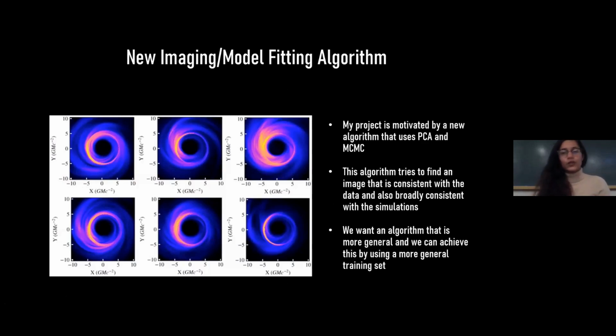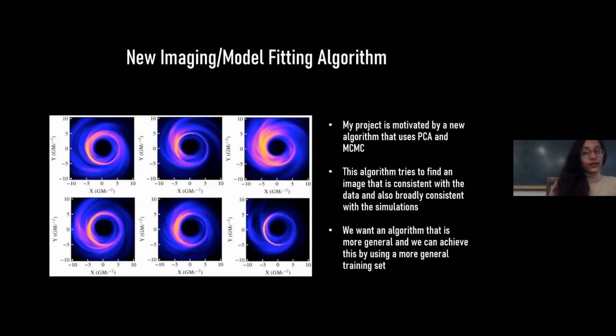I'll get to PCA eventually. But the point is that we say that the image that we're trying to make is not only consistent with the data, but also consistent with the simulation. So it broadly lies in the space that is spanned by all these simulations. It's like a training set or a blueprint that you're giving the algorithm: this is what the image should look like.